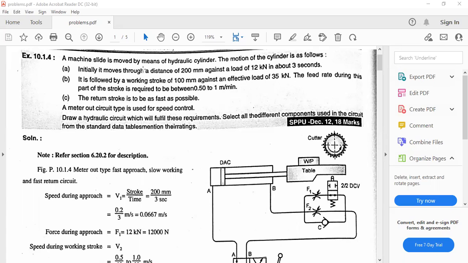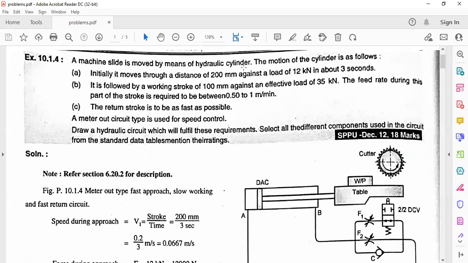Write down the statement. A machine slide is moved by means of a hydraulic cylinder. The motion of the cylinder is as follows. A: Initially, it moves through a distance of 200 mm against a load of 12 kilonewton in about 3 seconds. It is followed by a working stroke of 100 mm against a load of 12 kilonewton in about 3 seconds.